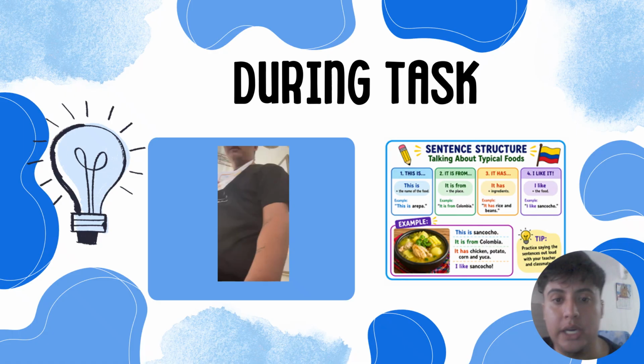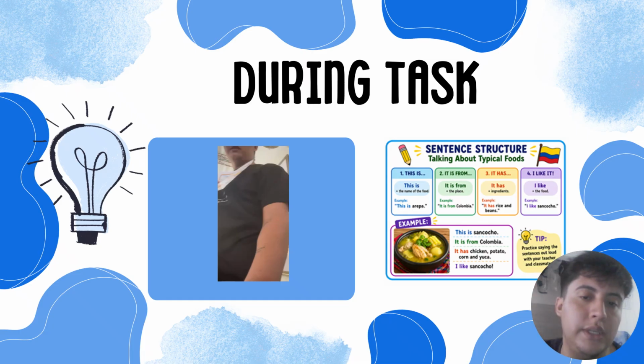Next, I show flashcards of typical Colombian food with their names, for example, bandeja paisa, arepa, sancocho, and tacacho. This visual helps students understand better and connect words with images. I ask simple questions like, what is this? Do you like it? Students answer using simple words or sentences. Do you like sancocho? Students answer, yes, I do.